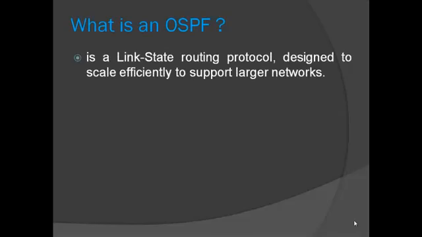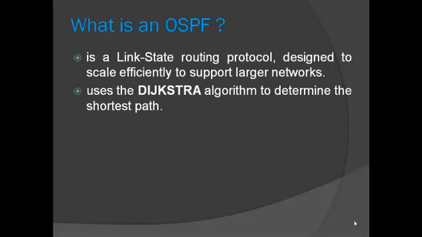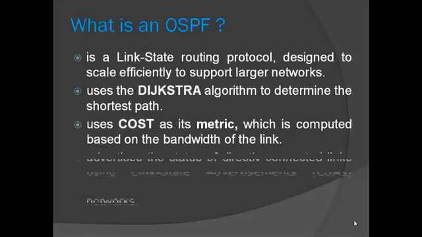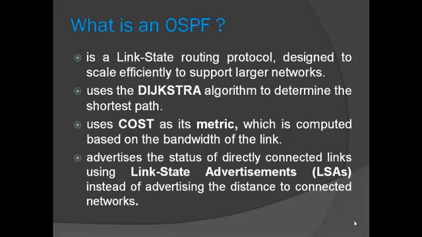OSPF is a link state routing protocol designed to scale efficiently to support larger networks. It uses the Dijkstra algorithm to determine the shortest path. OSPF uses cost as its metric, which is computed based on the bandwidth of the link. OSPF advertises the status of directly connected links using link state advertisement instead of advertising the distance to connected networks.